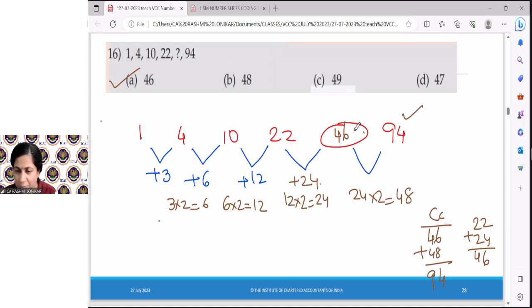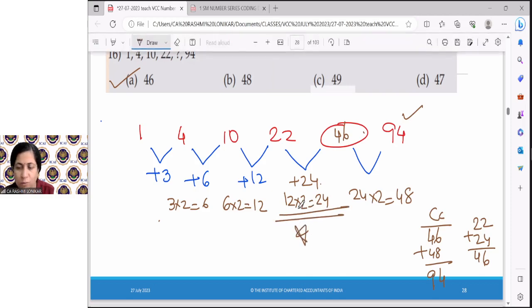Yes, Nishi, I have repeated. Hope you have understood. Till here, I can see that there is a difference of 3, 6, and 12. Again, I have to see what is the relation. 3 twos are 6, 6 twos are 12. So now this step is very important. I now take 12 twos are 24. That means the difference has to be 24. So 24 plus 22 is 46. 46 plus 48 gives me 94.